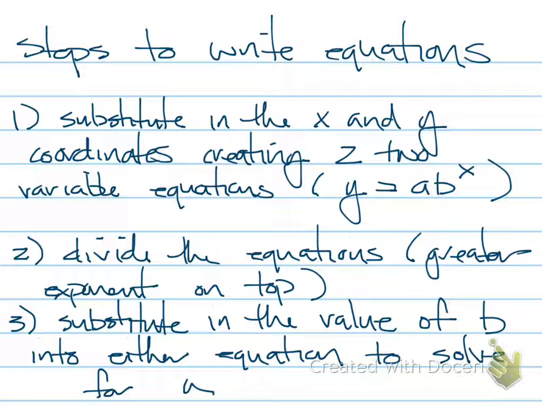So the steps to write an exponential equation using the division method: first thing we're going to do is substitute in the x and the y coordinates, and that's going to create two variable equations using the format y equals a times b to the x power. And then once we've plugged in the x and y coordinates, giving us the 2 equations, we're going to divide the equations, making sure that the equation with the greater exponent is on top, so that we have a positive exponent.